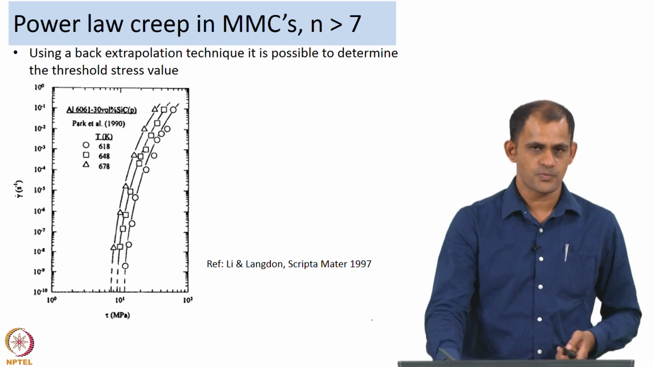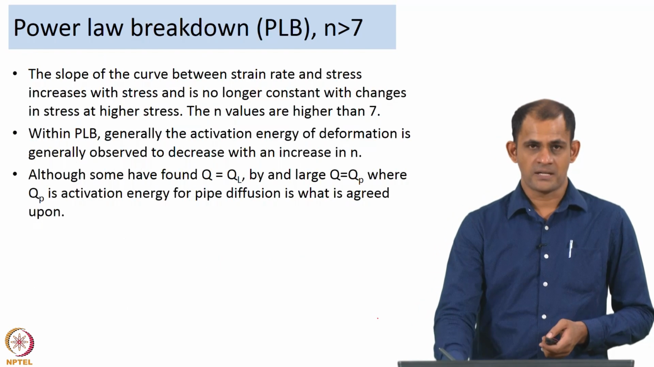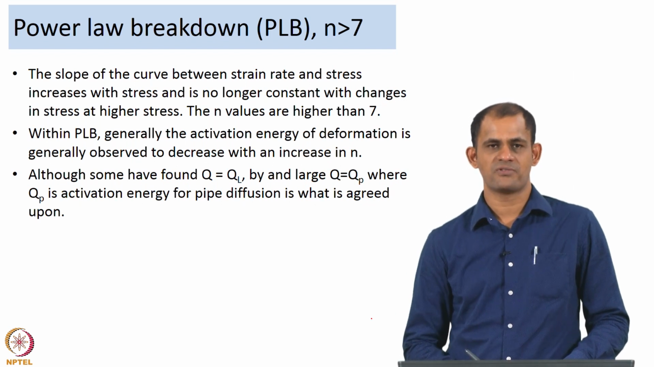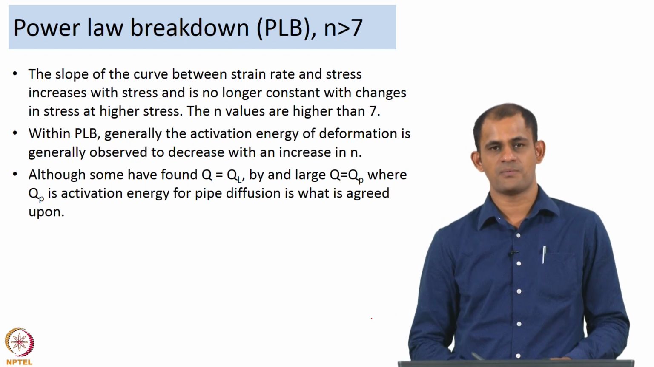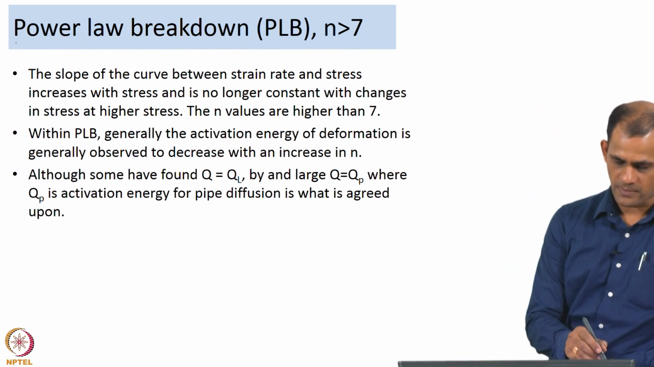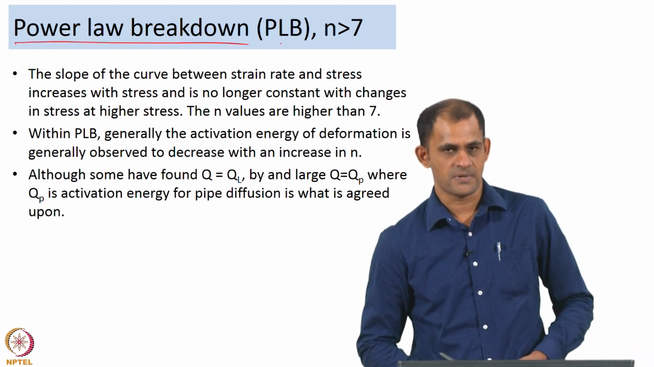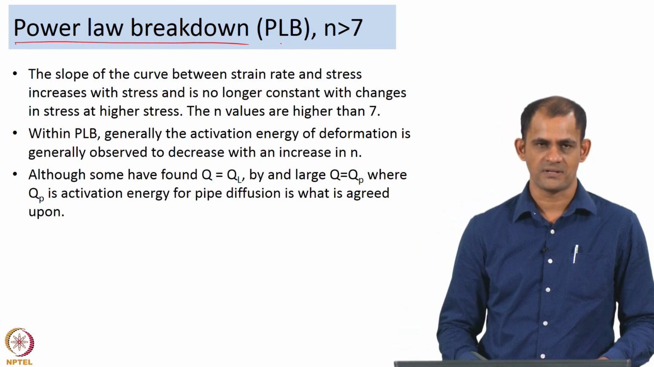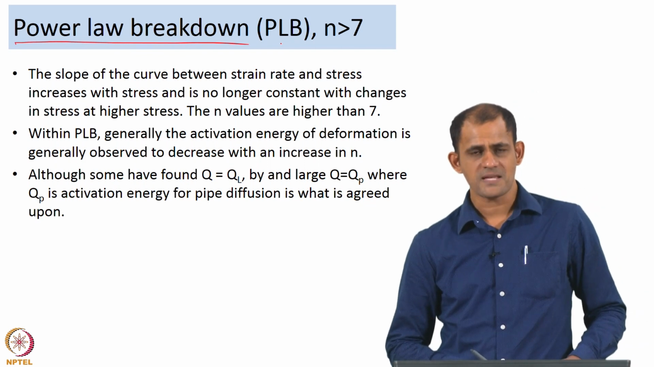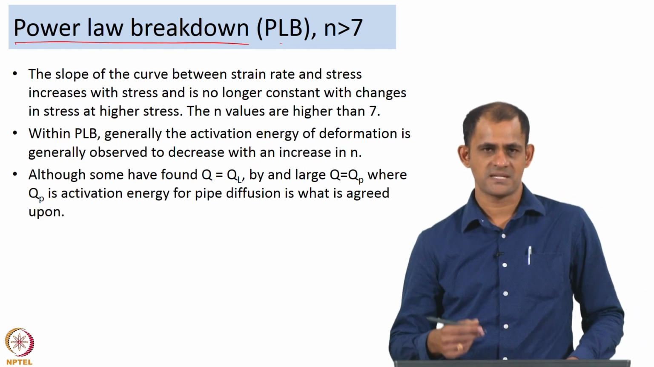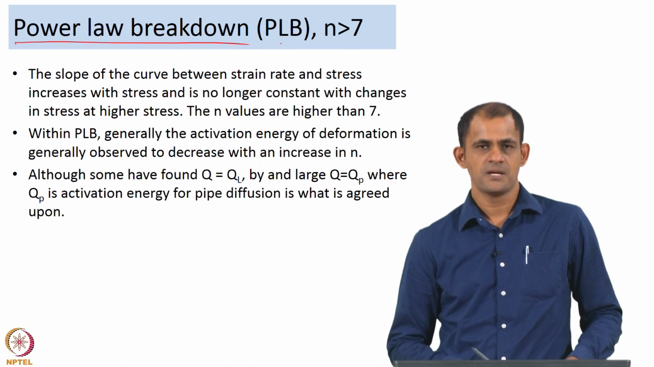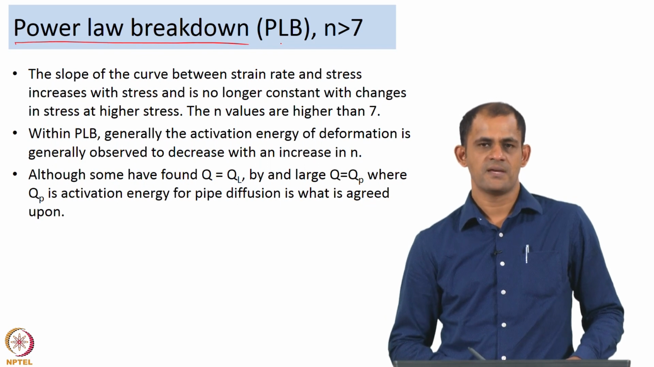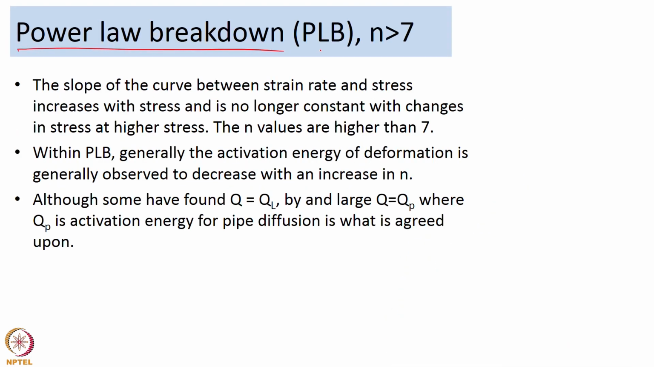Now, talking of stress exponent values greater than 7, typically when you see an n value greater than 7, the regime in which the creep deformation is happening is known as power law breakdown. Power law breakdown is the creep regime where you will see very high stress exponent values, generally greater than 7. The characteristic of the power law breakdown regime is that the slope of the curve between strain rate and stress continues to increase with stress and is no longer constant with changes in stress at higher stress.